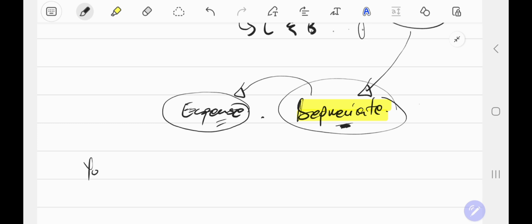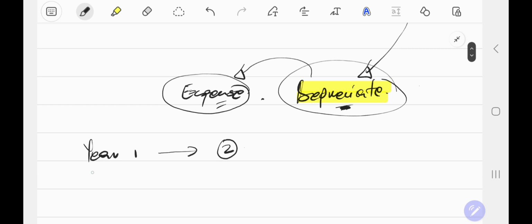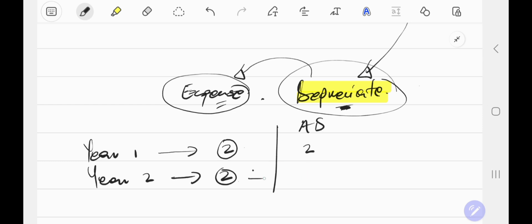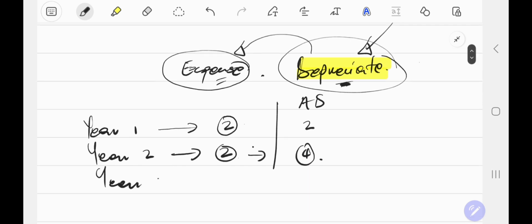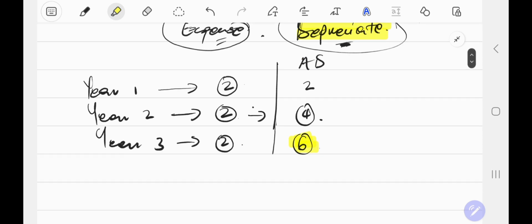So if you use the asset in year number 1, the depreciation is 2 rand. Year number 2, the depreciation is 2 rand. That means that at this point the accumulated depreciation is 4 rand. Then you use the asset in year number 3, the depreciation is 2 rand again, and at this point the depreciation that has added up, the accumulated depreciation, is 6 rand. So that is the difference between depreciation and accumulated depreciation.